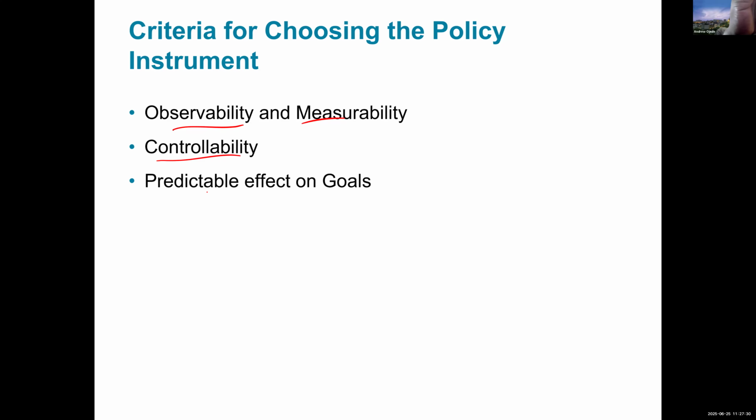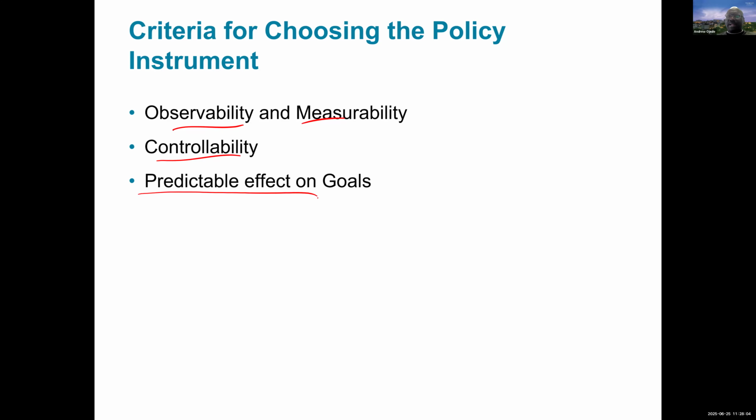And then you want a policy instrument where the researchers at the central bank can predict the effect of changes in that instrument on goals, like on GDP growth, on employment, price level movements. We monetary economists know how to predict that very well. We know how to predict the impact of an increase in interest rates, how that is going to eventually affect the GDP, or affect inflation, price level movement, employment. So those are the three criteria.